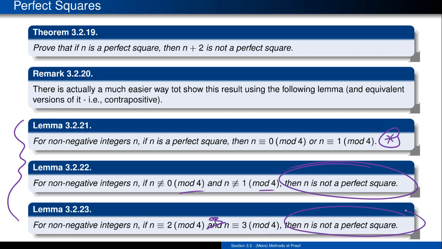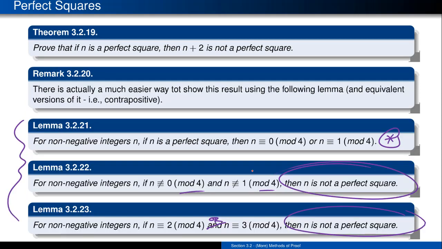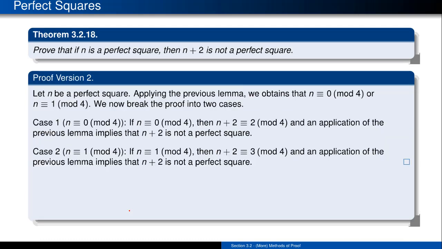So I can actually use these three equivalent versions of this result to come up with a much shorter and pretty slick version of this proof. So the idea is that if you start with some random perfect square, call it n, by that previous lemma, that first version of it, I know that n should be either 0 or 1 mod 4. And now from there, I can break this thing up into two cases. In the first case, I'm going to assume that n is 0 mod 4, and in the second, I'm going to assume n is 1 mod 4.